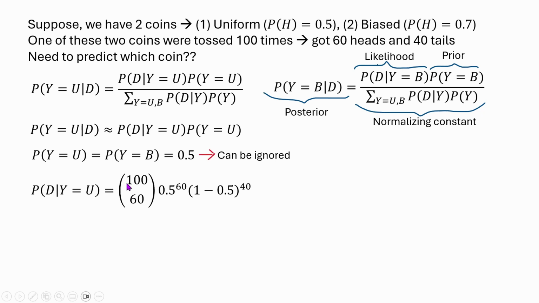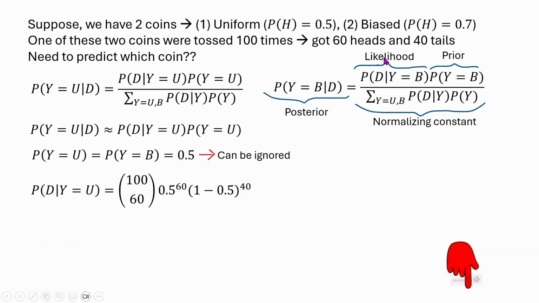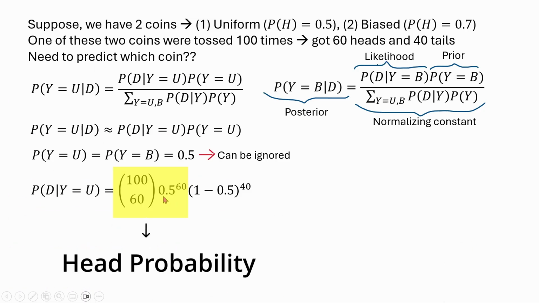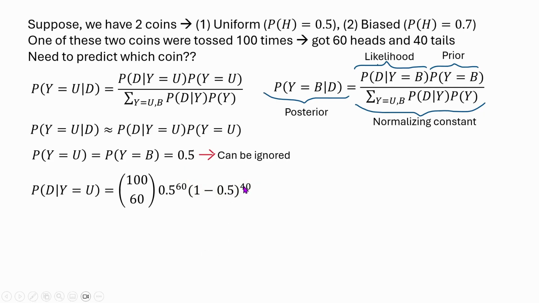So we can simply use the binomial distribution. I already made a video on the binomial distribution; I have provided the link in the description. So we have 0.5 to the power 60, where 0.5 was the head probability, and we have 1 minus 0.5 to the power 40. This is the probability of landing tails, and tails occurred 40 times, and this is the combinatorial factor. Same thing goes for the biased coin. If this data came from the biased coin, then we would have 0.7 as the head probability and 1 minus 0.7 as the tail probability.